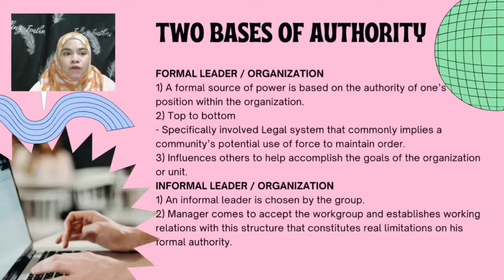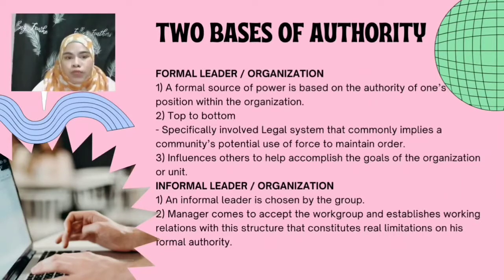There are two bases of authority. The first one is the formal leader or organization. Formal leaders mean that the formal source of power is based on the authority of one's position within the organization. This authority structure is from top to bottom, which specifically involves a legal system that commonly implies a community's potential use of force to maintain order, and also influence others to help accomplish the goal of the organization or units.